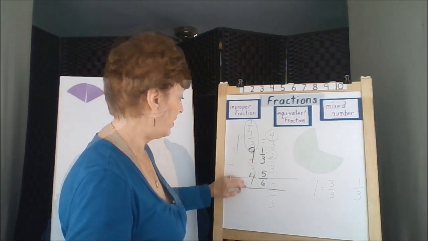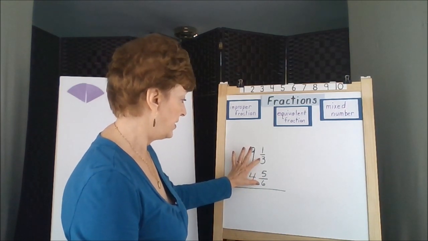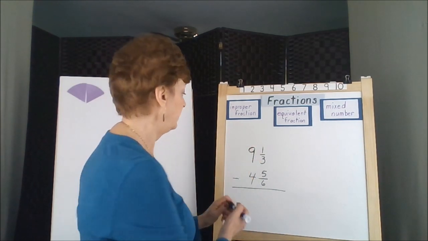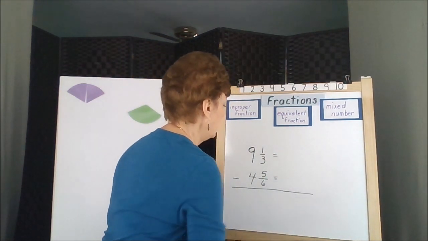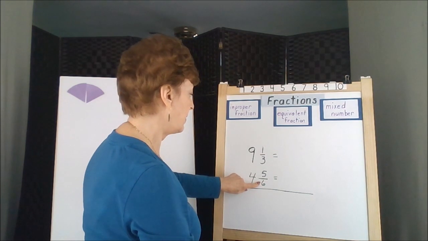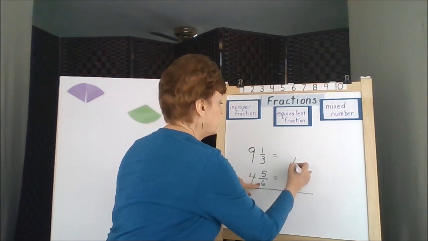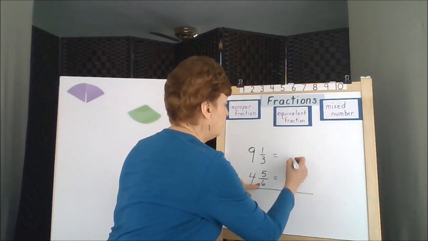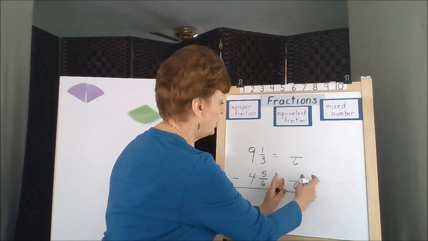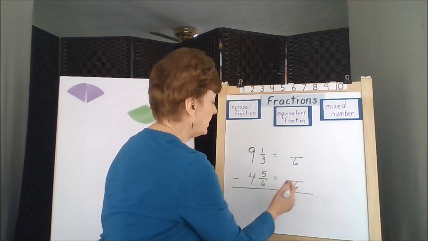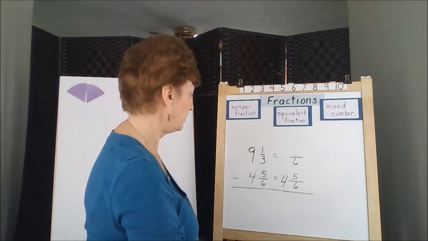9 and 1/3 take away 4 and 5/6. Our denominators are not the same. Let's get a common denominator. 6, is there something we can do to 3 to make it a 6? Yes. So our 6 is our least common multiple. All of this will shift over because 4 and 5/6 is equal to 4 and 5/6. So that's a copy job.